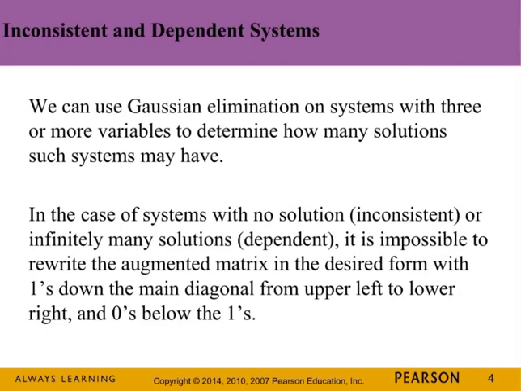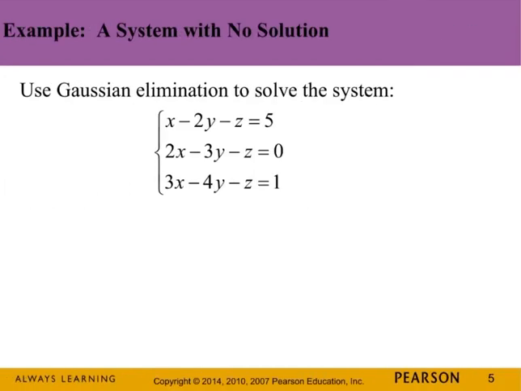We can use Gaussian elimination on systems with 3 or more variables to determine how many solutions such systems may have. In the case of systems with no solution, which are inconsistent, or infinitely many solutions, which are dependent, it is impossible to rewrite the augmented matrix in the desired form with 1s down the main diagonal from upper left to lower right and 0s below the 1s. So if the system is either inconsistent or dependent, we're not going to be able to get that reduced row echelon form. That's kind of a foreshadowing, we might see something funny here. So use Gaussian elimination to solve the system.